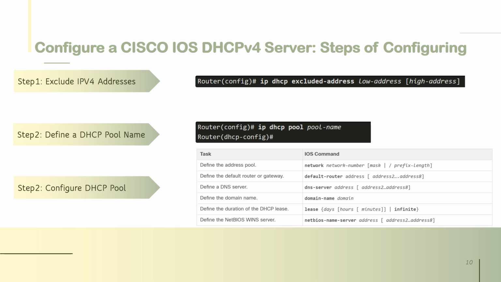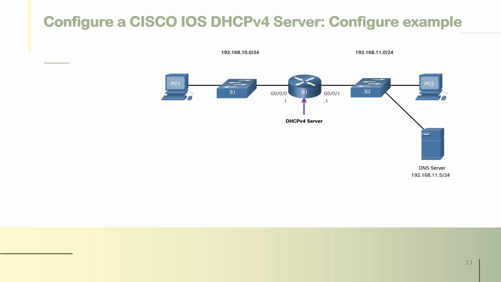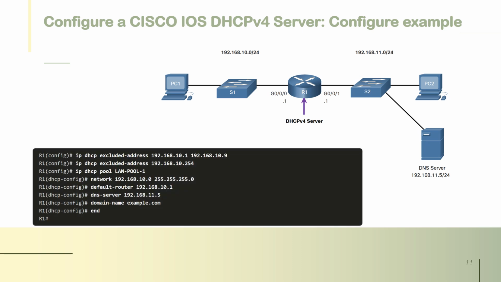And by using those 3 steps of configuring the DHCP version 4 server, we will have an example. As you see, there is a topology of the network that is shown in this figure, and we will try to configure router 1 as a DHCP version 4 server. And it will be for the network 192.168.10.0/24 for this LAN network.